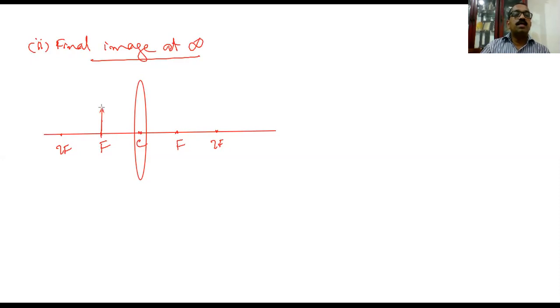One light ray parallel. The parallel ray after refraction will pass through the focus, and another ray through the optic center will go parallel. No image will be formed. Is that clear? So where is the image? Image is at infinity. That is, if you look from this position, you can see where the image is. If you extend it further, it will not meet. It will not meet means the image is at infinity.